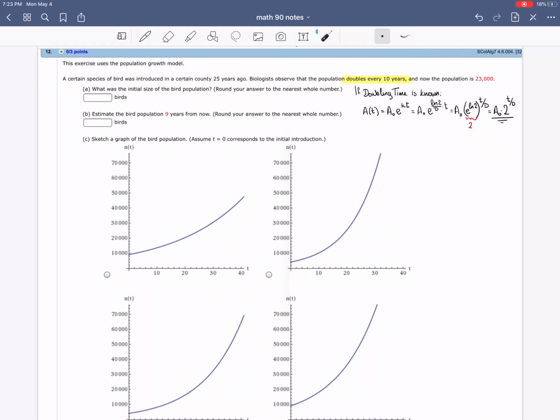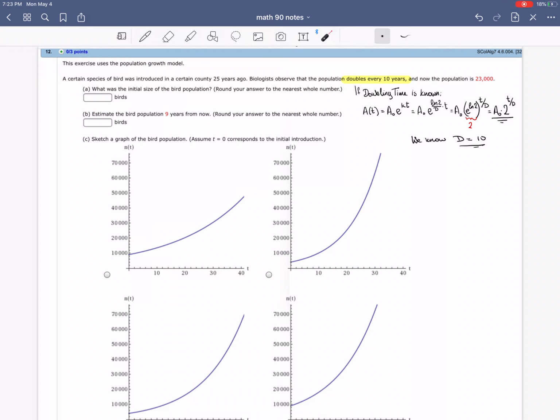Round your answer to the nearest whole number. Obviously, there can't be fractions of birds. And then B, estimate the bird population 9 years from now. Round your answer to the nearest whole number. Okay, so in this case, we know the doubling time. So I'm going to write, we know that the doubling time, which we've been calling capital D, is 10.